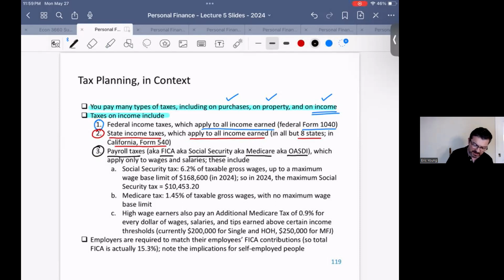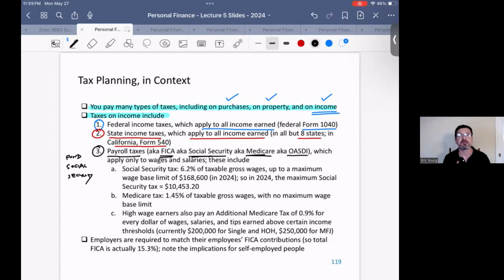Basically, payroll taxes are the taxes that all workers who are currently working pay in order to fund America's Social Security program. FICA was the law that set it up. Social Security and Medicare are the two types of individual taxes, and OASDI is the technical name. So all these terms are used interchangeably. So that's your third type of tax.